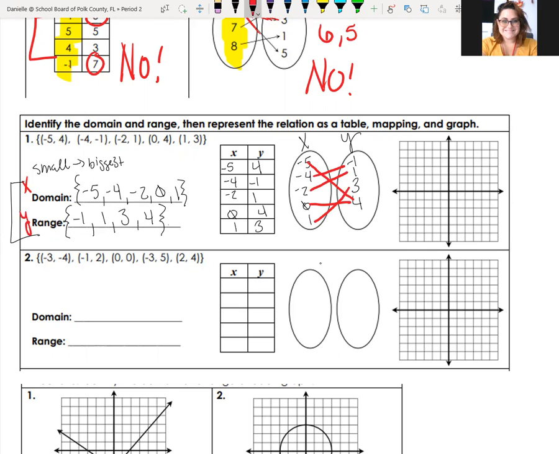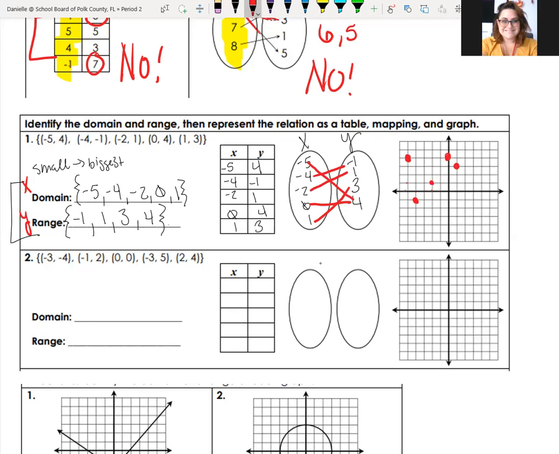Last step is to talk about graphing. Hopefully you remember how to graph. So we're going to go to, I like using the chart, the table to graph. So I'm going to go over -5, -1, 2, 3, 4, 5, and up 1, 2, 3, 4. Over 4 and down 1. Over 2 and up 1. Over 0, up 1, 2, 3, 4. And 1, comma 3.